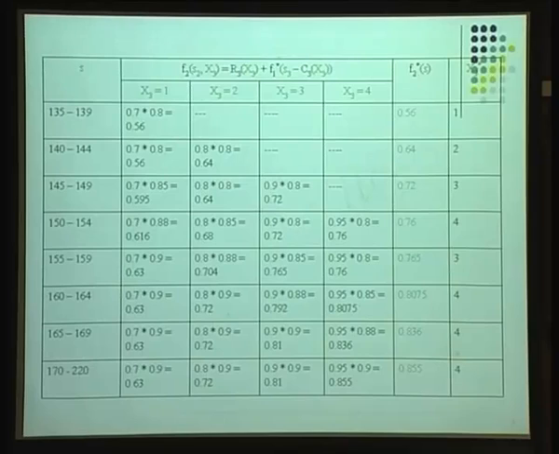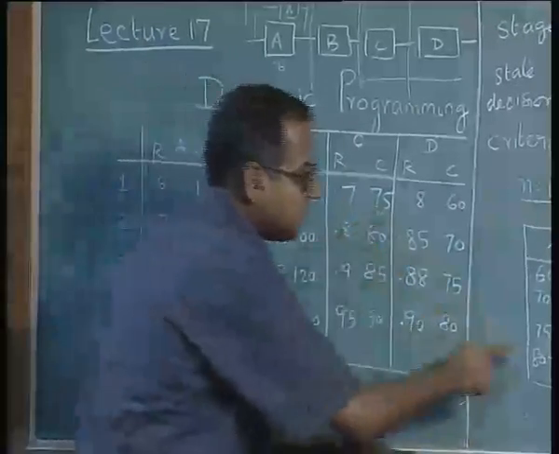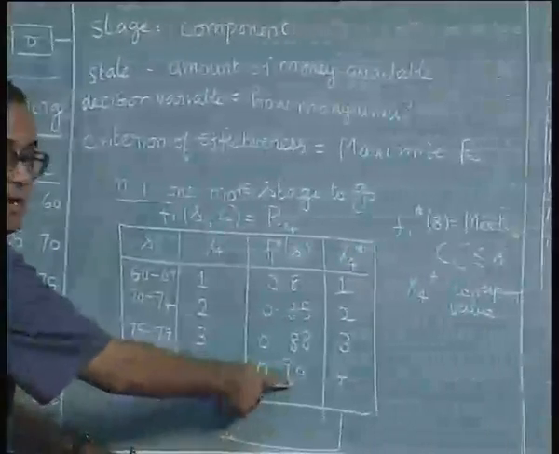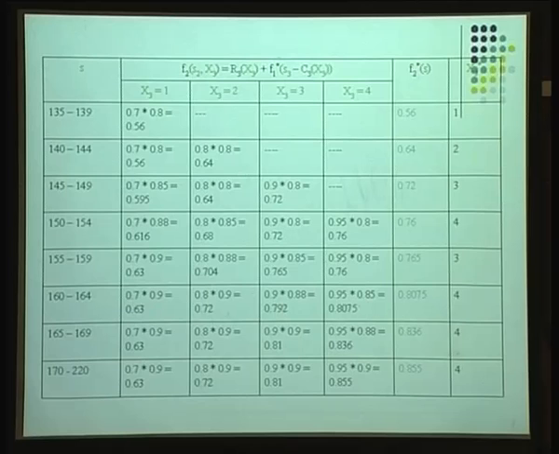Now when I am in the range 155 to 159, now all the 4 possibilities exist for buying C, but then one of the values would change. One could see that when you are at 155 to 159, if you decide to buy 1 here and spend 75, you get a balance of 80, so you are moving into this range to get a reliability of 0.9. So you get 0.7 into 0.9, which is 0.63. This would be 0.8 into 0.88.